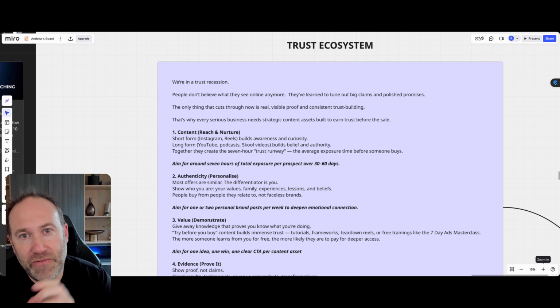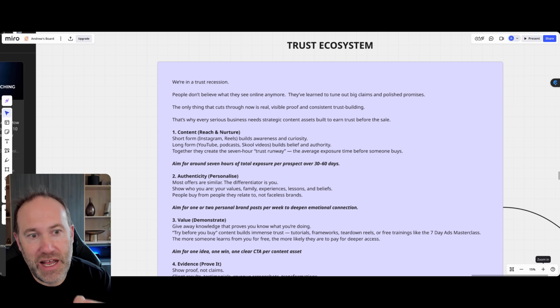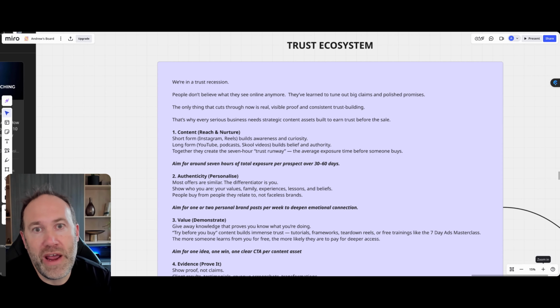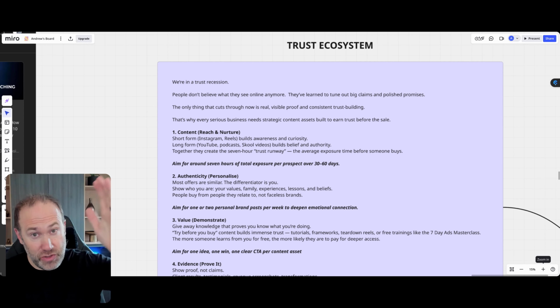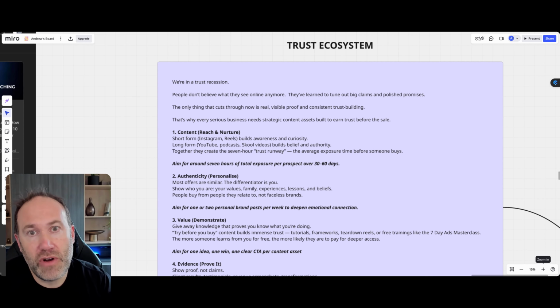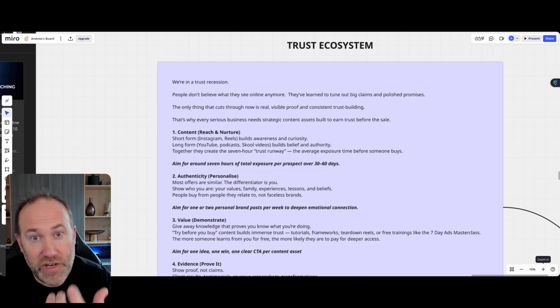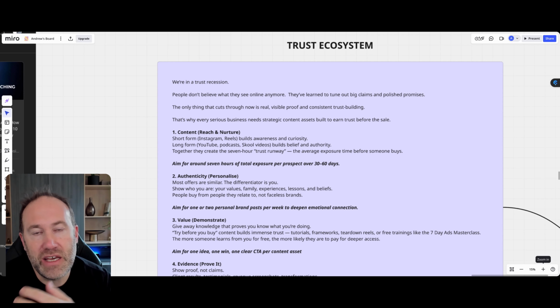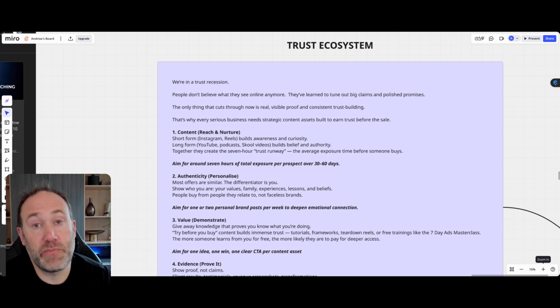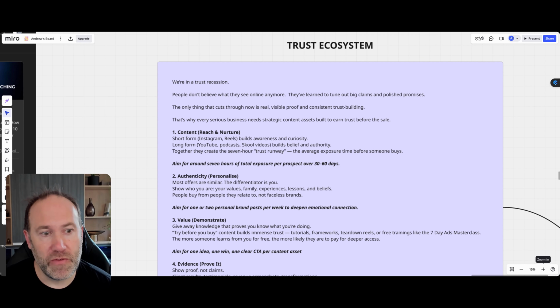So you need to have strategic content assets to earn trust before the sale. That means, in really simple terms, you've got to have short form content assets, which are things on Instagram, to build the awareness and curiosity. Think of that as the entry point along with your ads. And then you've got to have the long form content. So that's YouTube, podcasts, school free training that builds belief and authority. And together, they create the kind of trust runway, which covers the average exposure time that people need before someone buys.